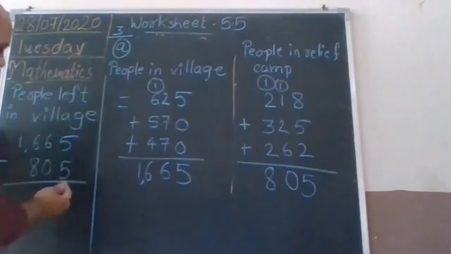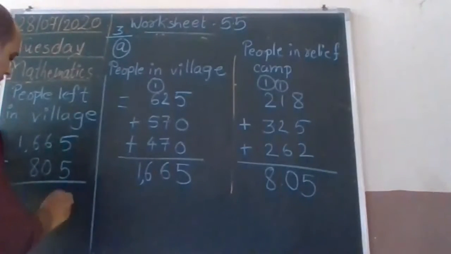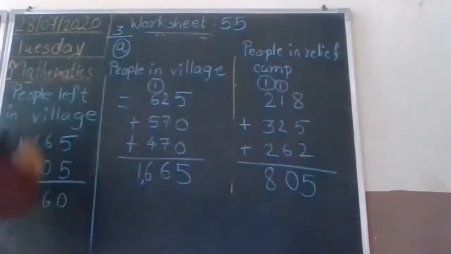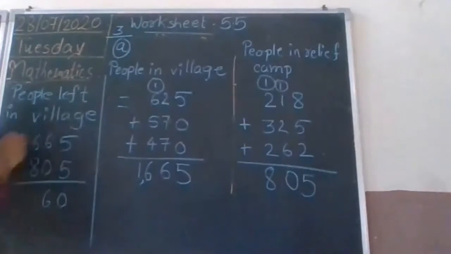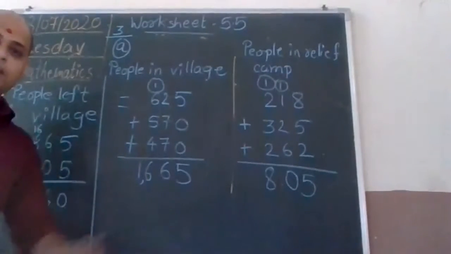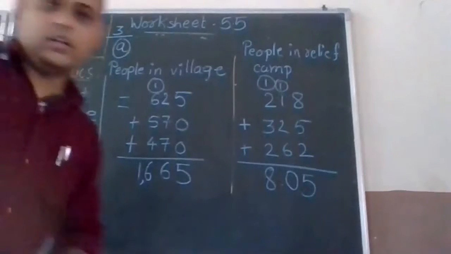Come on. 5 minus 5 is 0. Yes. 6 minus 0 is 6. All right. 6 minus 8, not possible. So, 16 minus 8. Okay. Done. Very good. All righty.